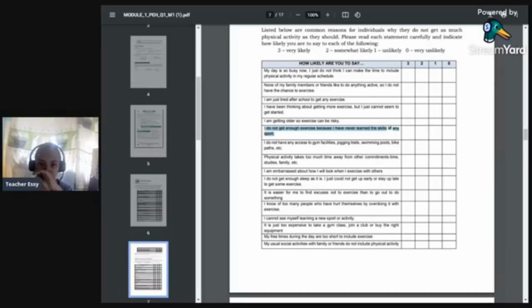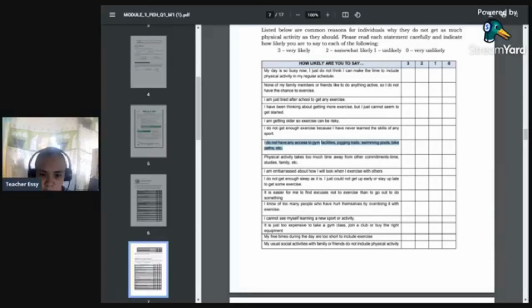Okay. Number 7. I do not have any access to gym facilities, jogging trails, swimming pools, bike paths, and the like. So, number 7, maybe malayo ako sa gym or hindi ako makapunta sa gym. Malayo ako sa oval, the running track. What do you call that? Running track. And then, malayo ako sa swimming pool or hindi ako makapag-bike kasi wala kaming bike path. So, are these the reason? Would you say this is very likely for you to say? I do not have any access.